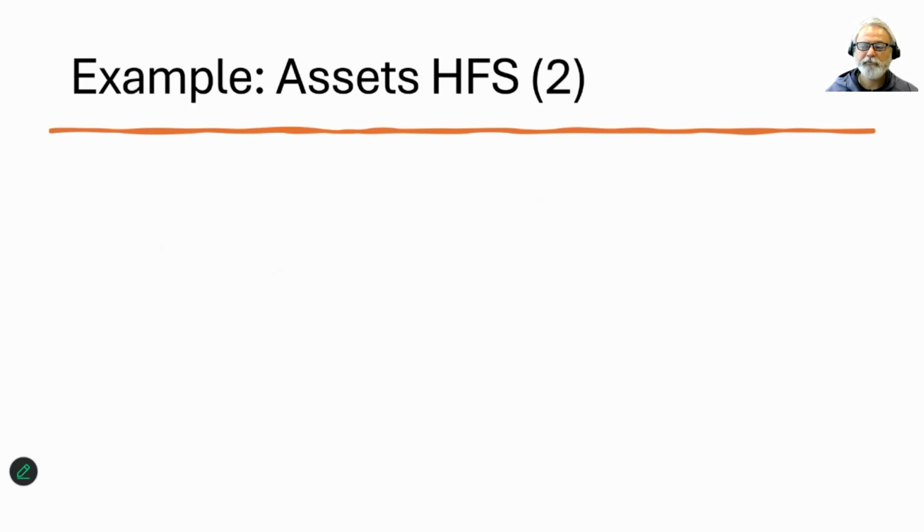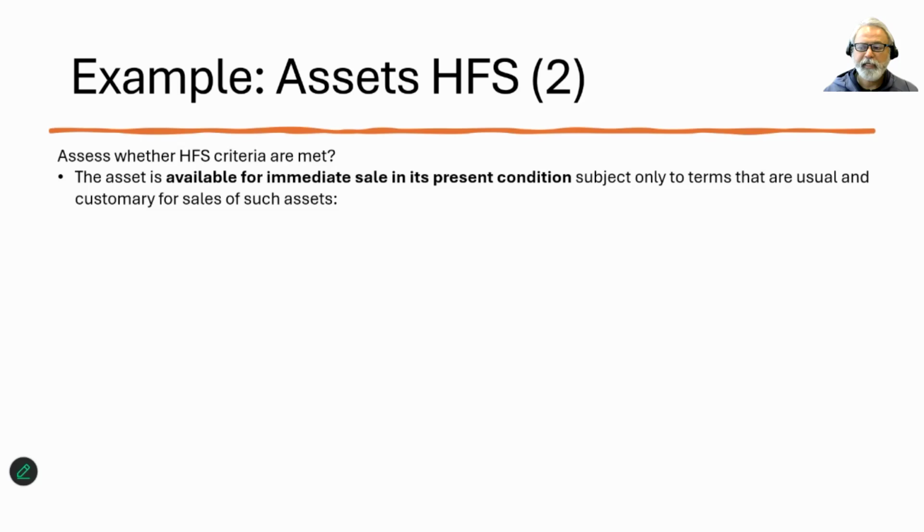So first, we have to assess if the held for sale criteria are met. First criterion, the asset must be available for immediate sale in its present condition, subject only to terms that are usual and customary for sales of such assets. This criterion is met because the asset is still functional, it is well maintained, it's in storage, can be shipped out to the buyer right away.